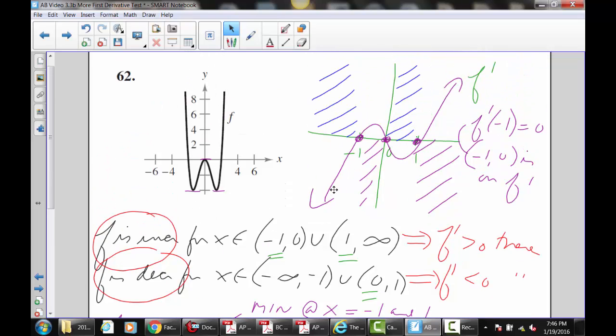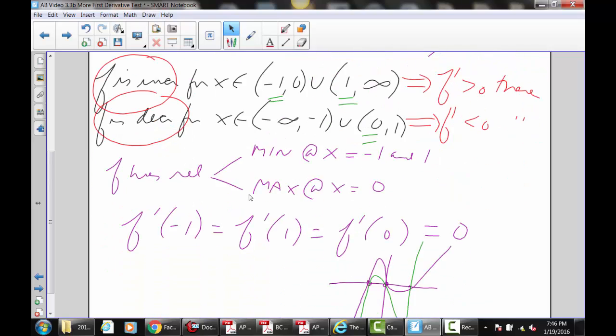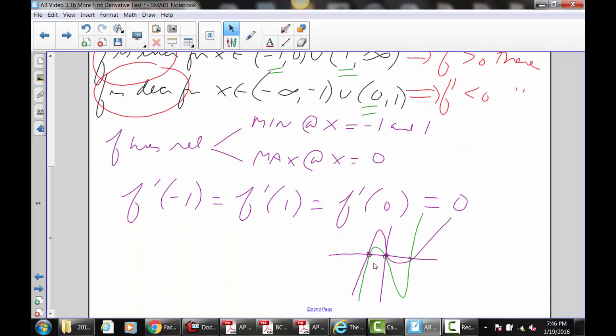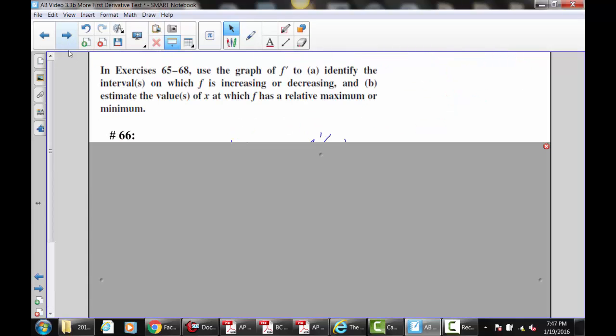And then basically just draw stuff in the blank areas, the areas you haven't crossed off. This graph down here shows you, I don't know what's happening in between. I don't know if it goes up a little bit or a lot, and you won't know that until much further. 65 through 68, now you've been given the graph of f prime.